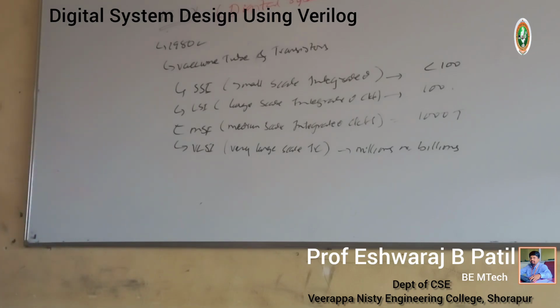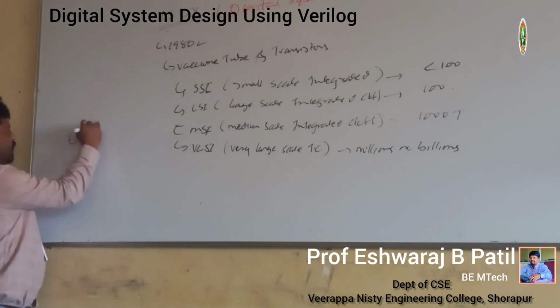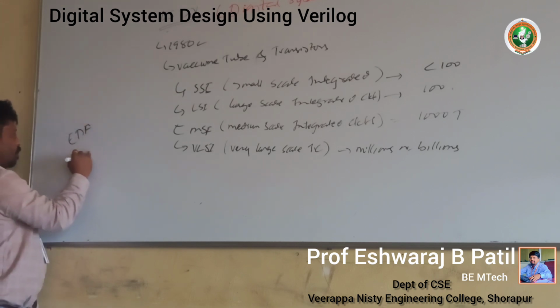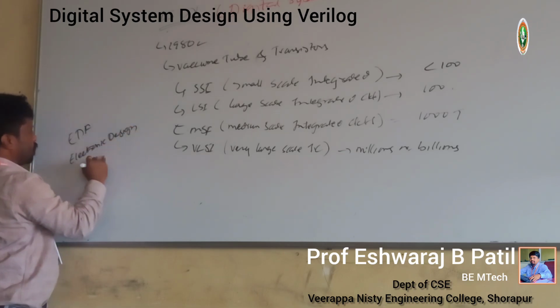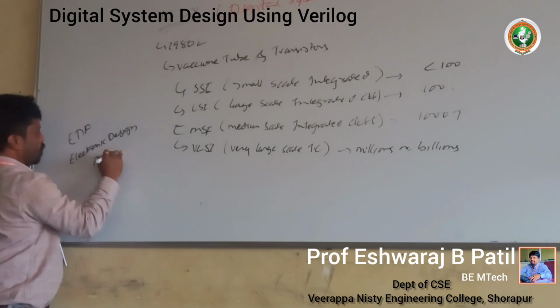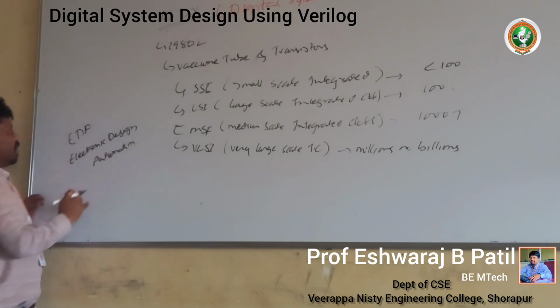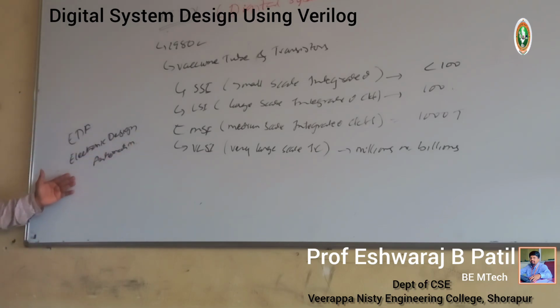Anyhow, we design our digital design system with the help of transistors, and we also need to check whether it is working properly or not. This is done with one type of electronic tool that we call the EDA tool, the electronic design automation tool. This is the testing tool.